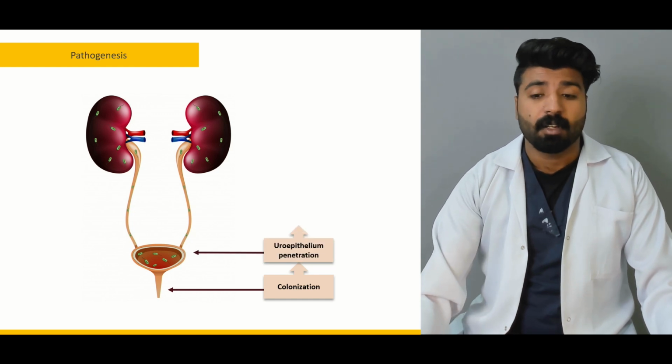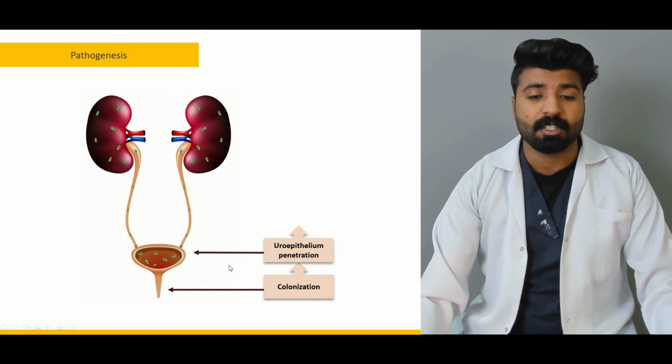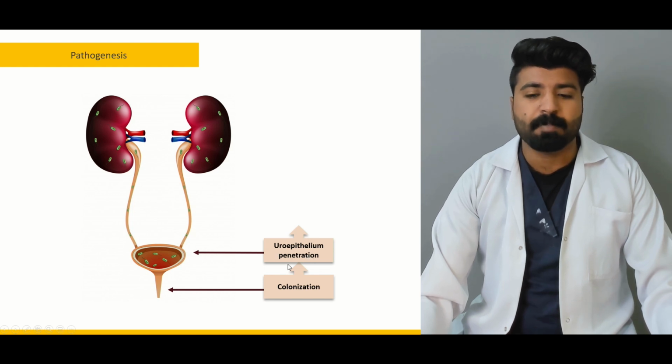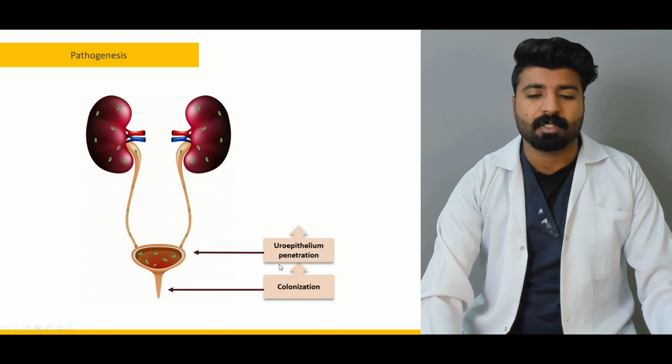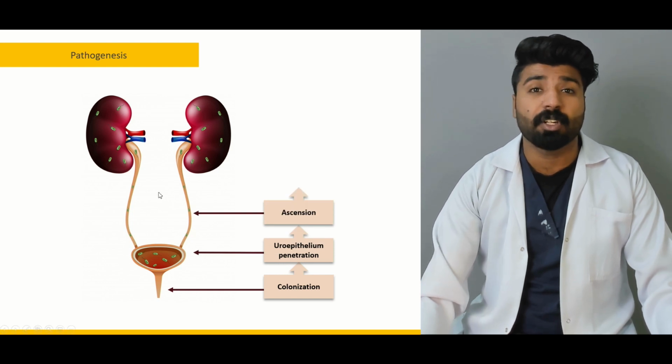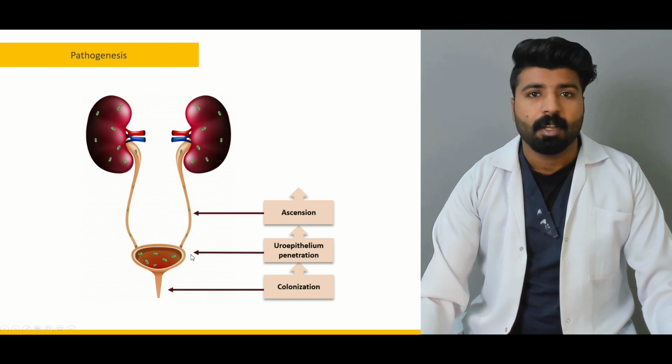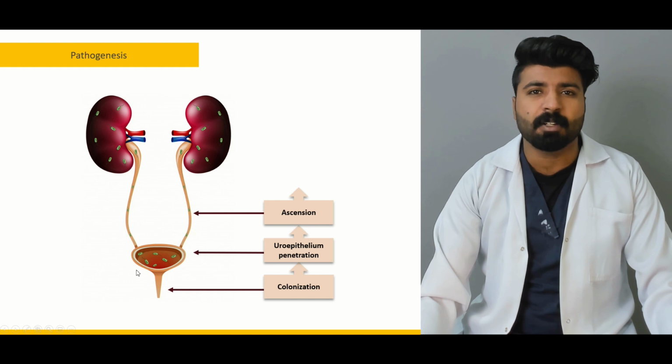Next on, if it has colonized completely and it is going to get into your bladder, it's going to penetrate your uroepithelium. When your uroepithelium is penetrated, what happens next? Ascension into the ureter happens. Now, it can cause infection right here, in males or in females. Basically, in females, it's going to be cystitis. Uroepithelium is penetrated and infection propagates here and it's called cystitis.